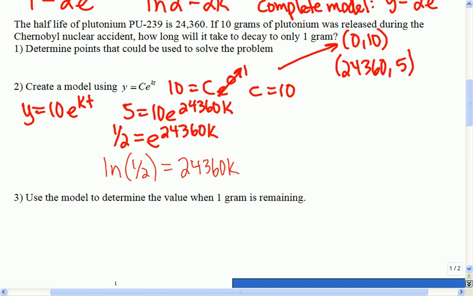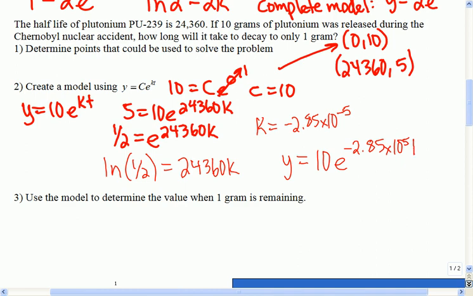If I put it in the calculator, it's going to be fairly small, but let's see. Natural log of 0.5. I get about negative 2.85 times 10 to the negative 5. And you're going to leave it in your calculator. You don't want to round it. So the model I now have is y equals 10 e to the negative 2.85, sorry, negative 5. Oh, that's messy. Let me try it again.